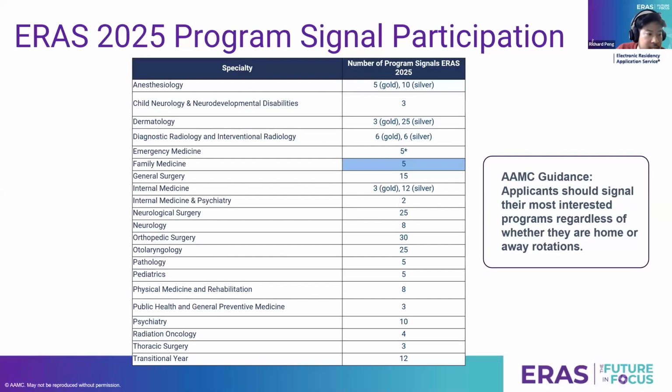For today's webinar, we're focused on family medicine. As you can see, as it's highlighted here, this year it will be a set of 5 signals that you'll be able to use applying to family medicine programs. There's 23 total specialties, and while there might be differences in strategy based on your background, the specialties and their models, and the programs you apply to, the one guiding principle should be that you're signaling your most interested programs. The national guidance is to signal regardless of your home or away rotation, but you'll want to make sure you do your due diligence for any specialty-specific guidance, such as emergency medicine.